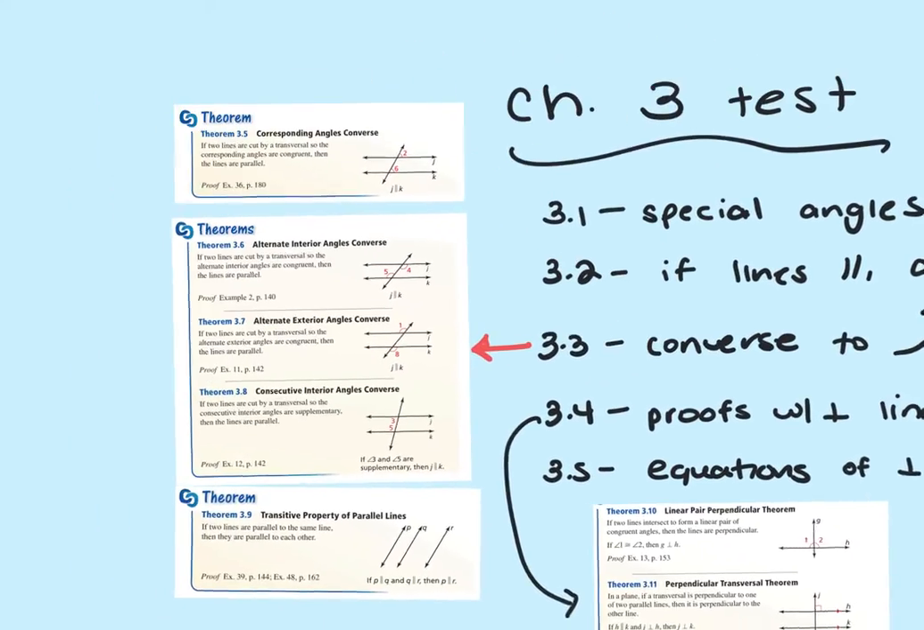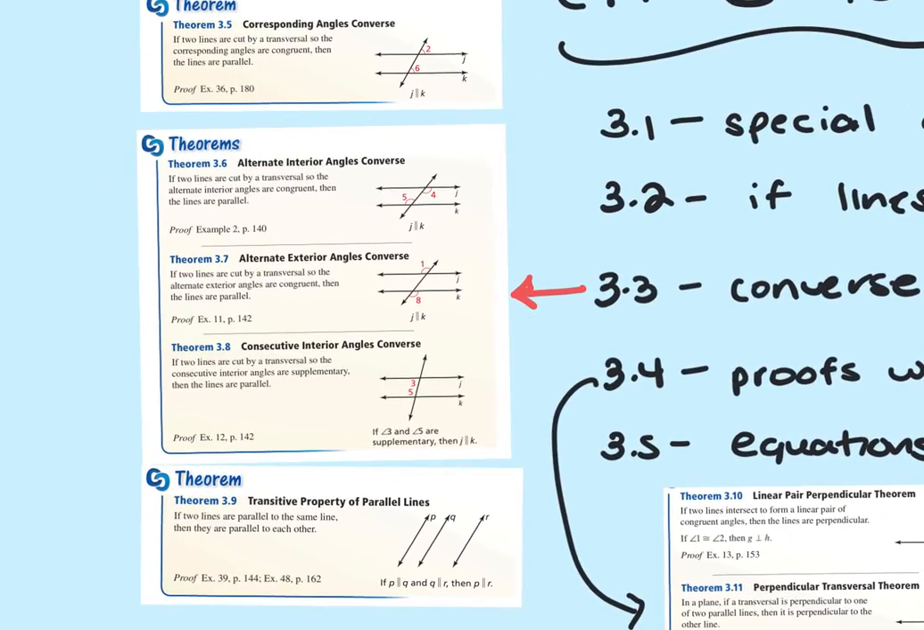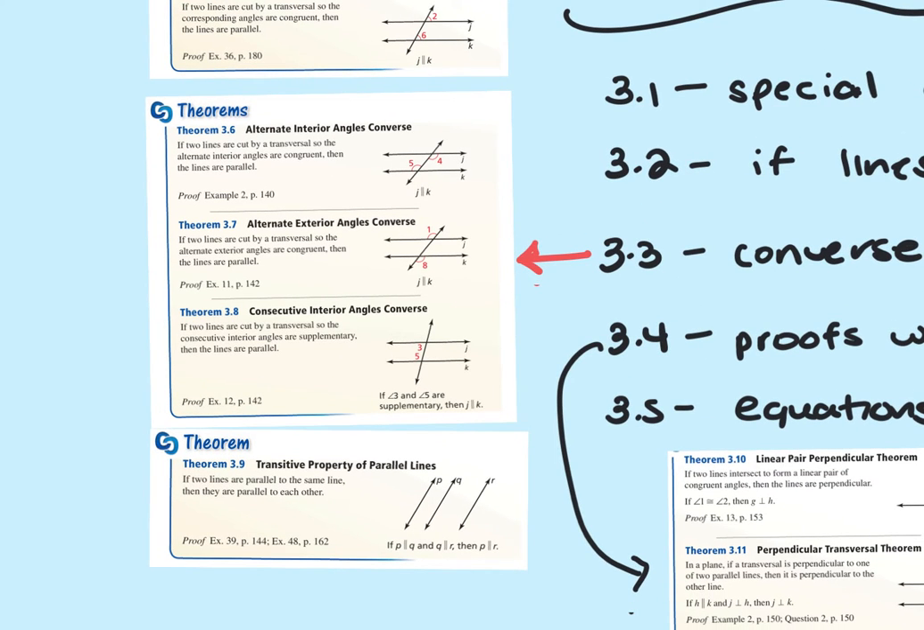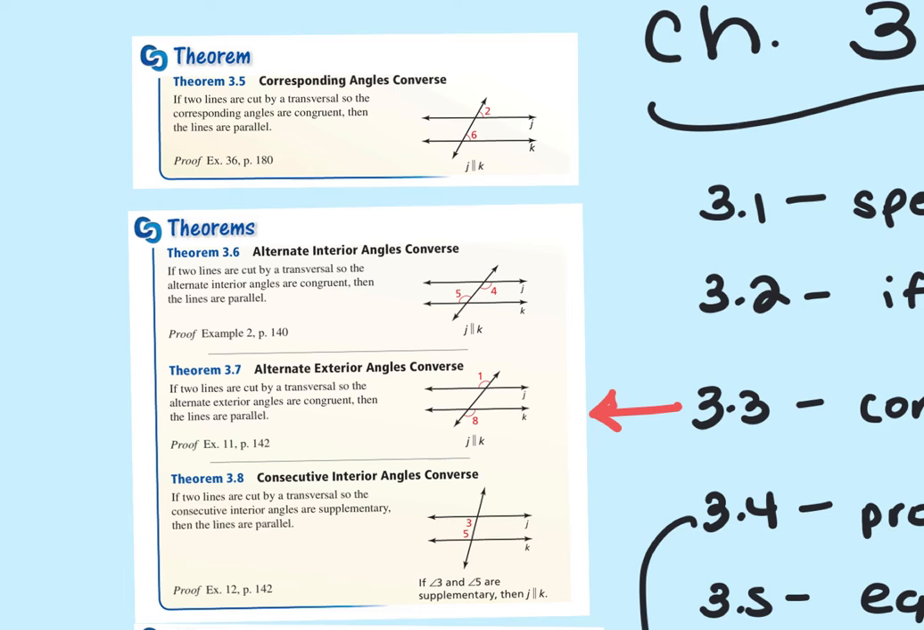Then 3-3 was all the converses. So we said that the important word in there is converse. You have to state it's the converse because now we're flipping it. And we're saying if these angles are blank, then the lines are parallel. So if you're trying to prove the lines are parallel, you have to use the converse. And that is if corresponding angles are congruent, if alternate interior angles are congruent, if alternate exterior angles are congruent, then the lines are parallel.